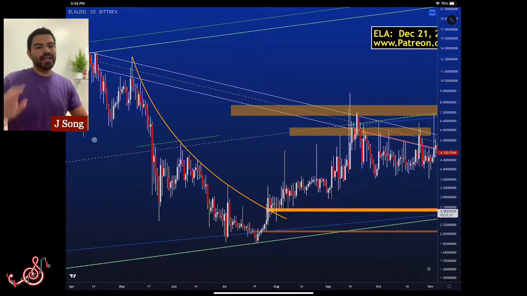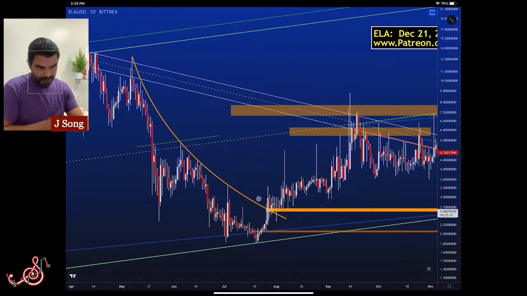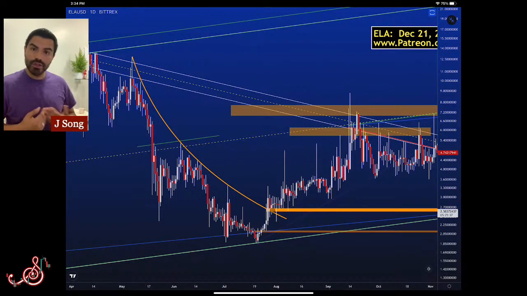Now here's ELA. Here is that wide sweeping arc that I drew. This is what I call a parabolic. As price was going down on here, price broke above and cut right here. So this is what I call the sword cut.